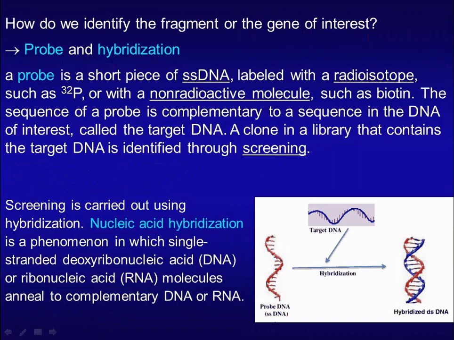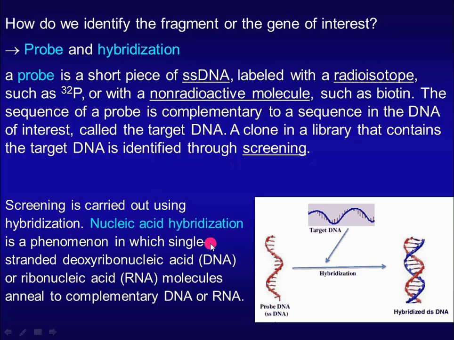A probe is a short piece of single-strand DNA labeled with a radioisotope, such as P32, or with a non-radioactive molecule, such as biotin. The sequence of a probe is complementary to a sequence in the DNA of interest, called target DNA. A clone in a library that contains the target DNA is identified through screening. Screening is carried out using hybridization.